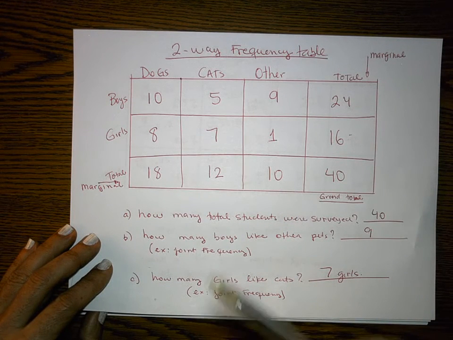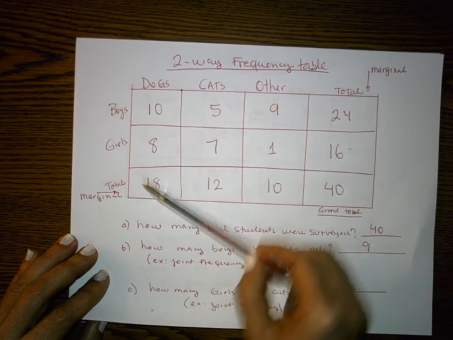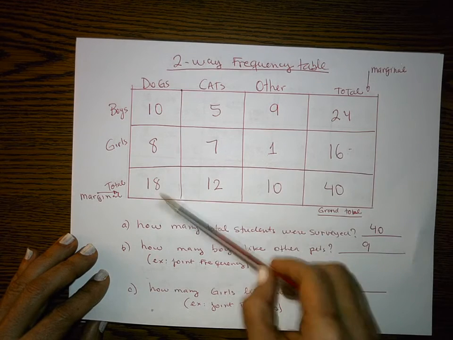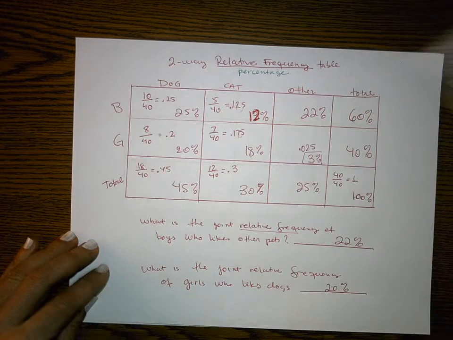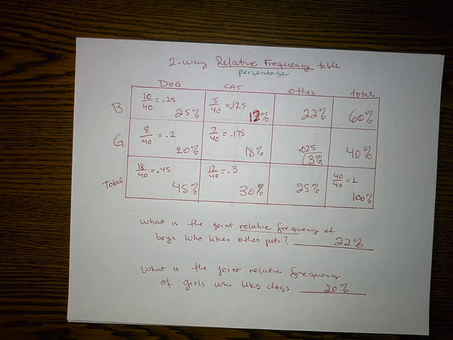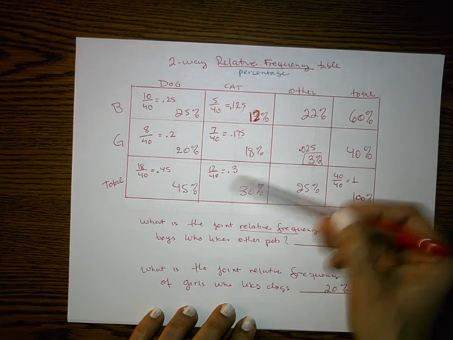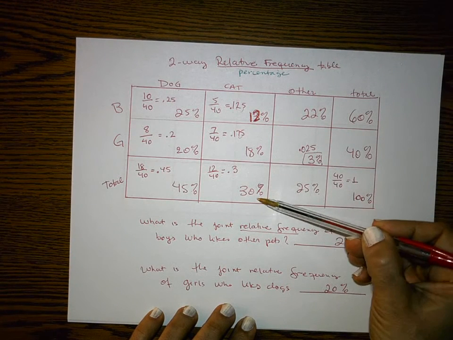So I'm not saying boys or girls, I'm just saying what is the marginal frequency of students who like dogs. So that's the marginal, and these are the only students that like dogs, so it's 18. Now if I ask you for a marginal relative frequency, I can say what is the marginal relative frequency of students who like cats. So that is the margin of students who like cats. The only ones that like cats are in here, and the margin is 30%. So I could answer 30%, okay?